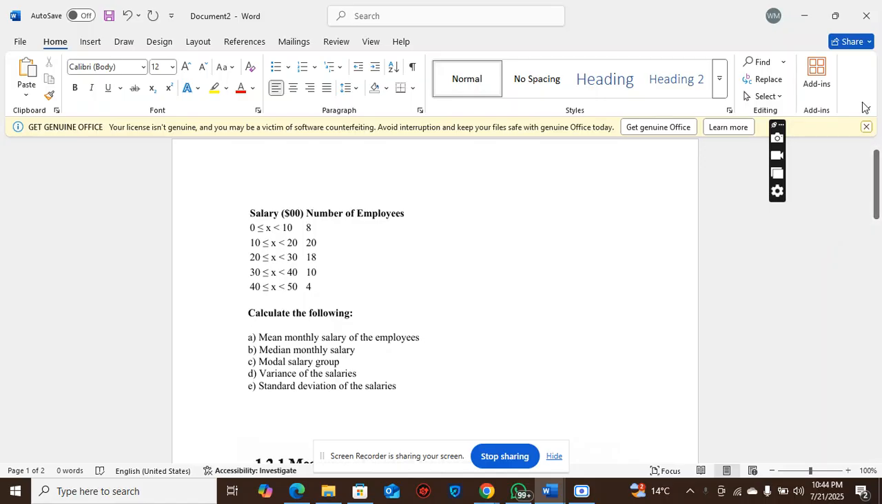Okay. So we've got information here: salaries and the number of employees. We've been given the class ranges. So they've asked us to calculate the following: mean monthly salary, median monthly salary, modal salary group, variance of the salaries, standard deviation of the salaries.